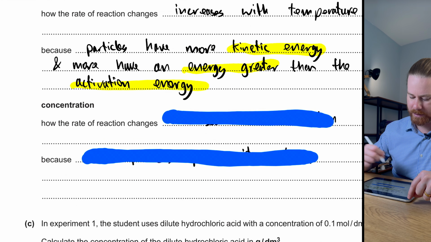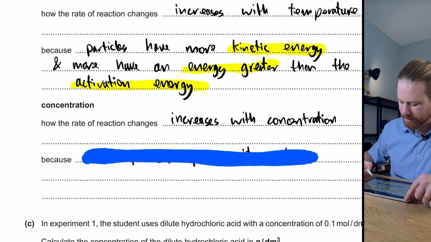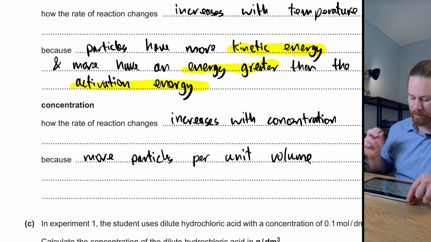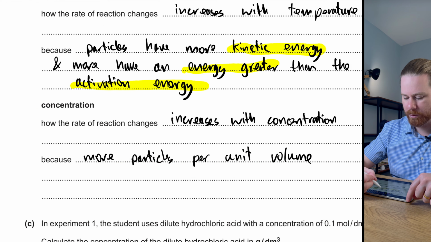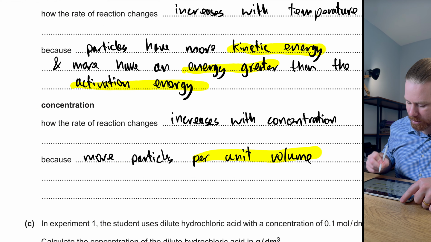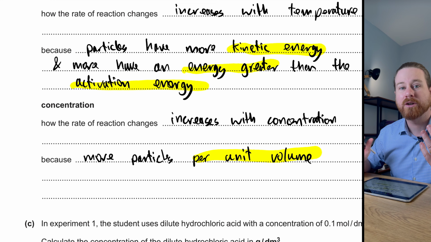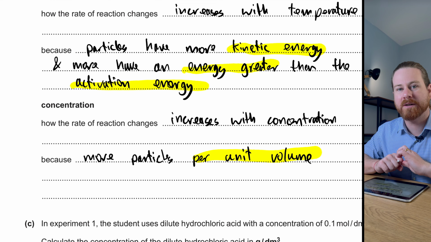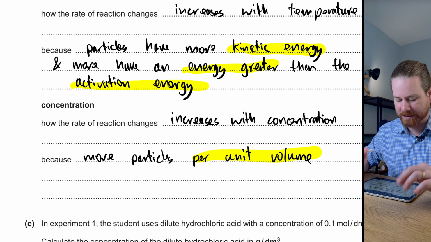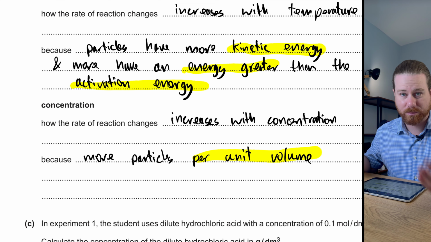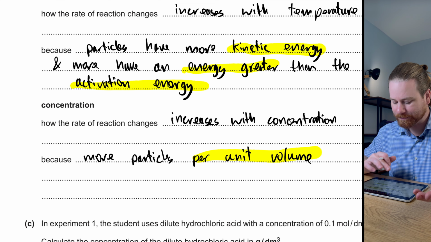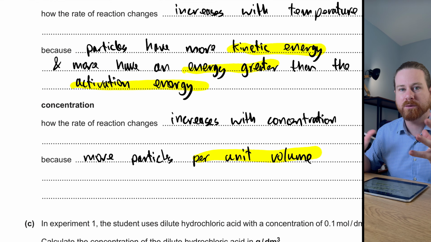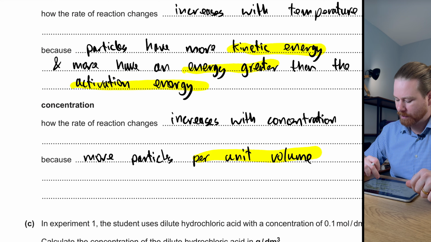And with concentration, the first mark's easy: the rate increases with concentration. And then the second thing is more particles per unit volume. So this is the really important part, per unit volume. If you say more particles, you're not going to get the mark. It's more particles per unit volume. So again, this is why the volume thing doesn't affect it. If you had a bigger volume, you do have more particles, but the rate of reaction is the same. What you need is more particles per unit volume. So more particles in the same space.